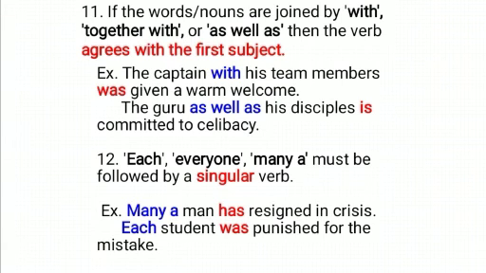Next rule, each, everyone, many a. Such words must be followed by a singular verb. Thus each, everyone, many, someone, all these are called indefinite nouns. Indefinite words will have a singular verb. Example, many a man has resigned in crisis. Each student was punished for the mistake. So you should know here that indefinite pronouns will use a singular verb.